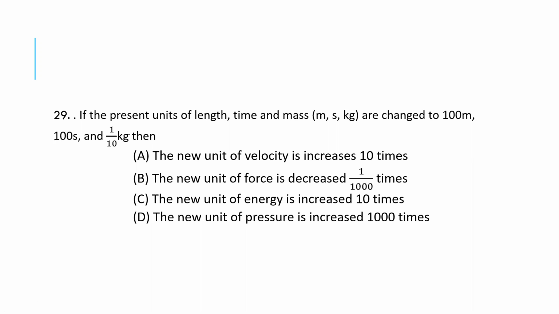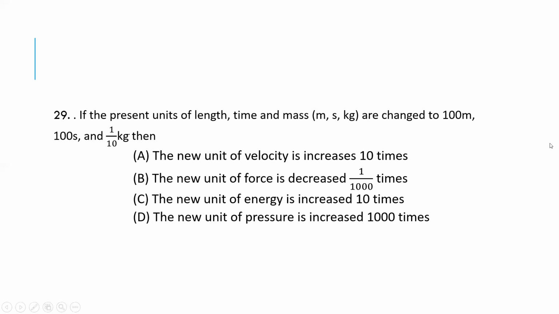The present units of length, time, and mass are changed to 100 meter, 100 second, and 1 by 10 kg. Then the options are: the new unit of velocity is increased 10 times; the new unit of force is decreased 1 by 1000 times; the new unit of energy is increased 10 times; the new unit of pressure is increased 1000 times. So let us see how to do this one.